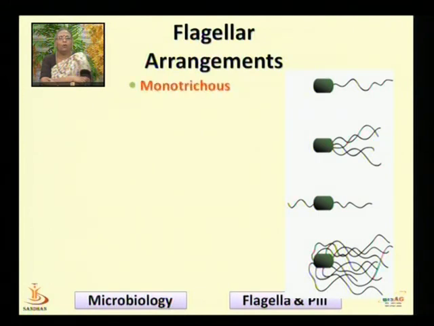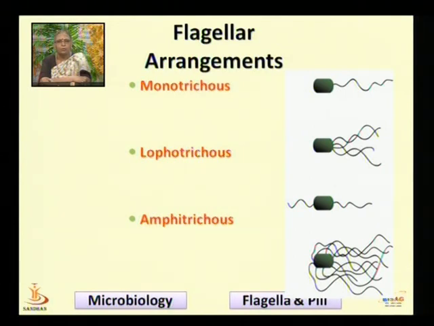Here in this figure, you can see the long wavy hair-like structures, flagella, and how they are present at the particular positions. In the first, it is mono, a single flagellum at one end. In the second one, there is a tuft of flagella, a bunch of flagella present at one pole. In the third one, a single flagellum is present on both the poles, both the ends of the cell. And in the last figure, a number of flagella are present all over the cell surface.